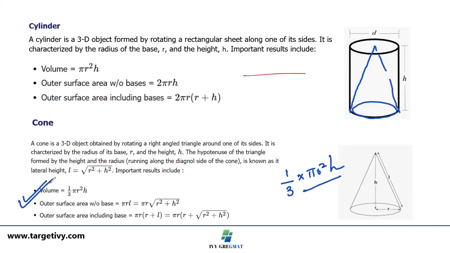The outer surface area is pi r L, where L is, we know, this. So that has been replaced here. So pi r into root over r square plus h square. The outer surface area, including the base, is pi r (r plus L). Fair?